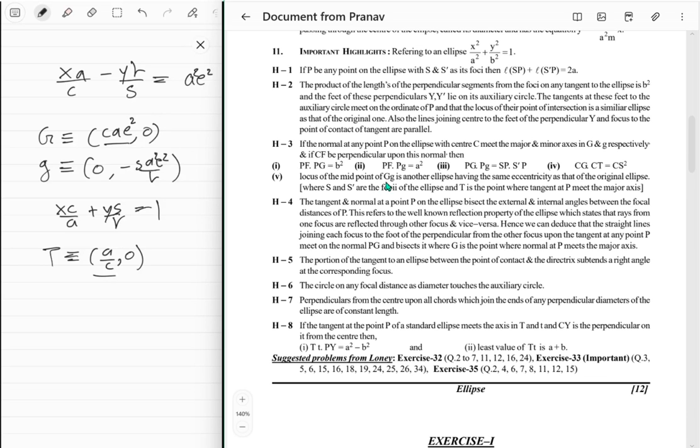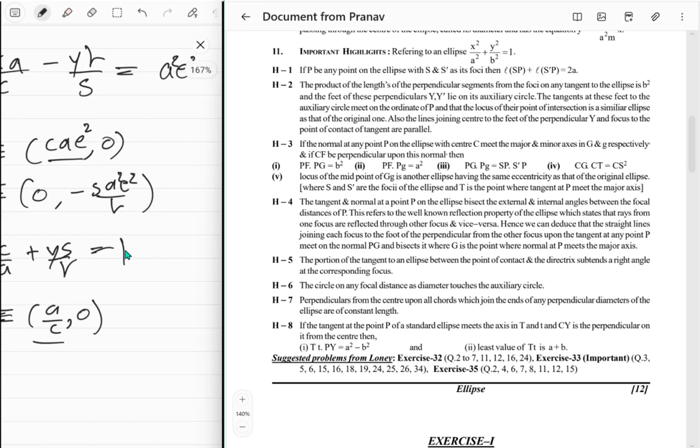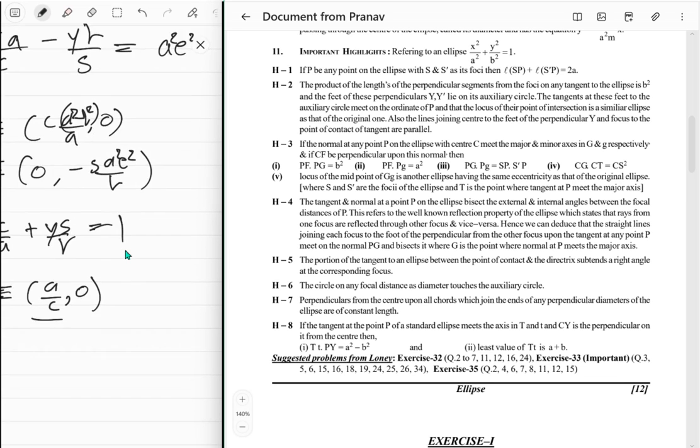Locus of midpoint of capital G small g is another ellipse having the same eccentricity as that of the original ellipse. Right, so you can see this is just C, and the thing is, it was a square minus b square, which is some kind of constant, and then you had upon a, and this is also like that. You can write this as a upon b, and then that times b over here, and then this is going to be the same kind of constants, but this times a. So yes, it's also just a deformed ellipse, with a and b as the dimensions. Just this is switched.